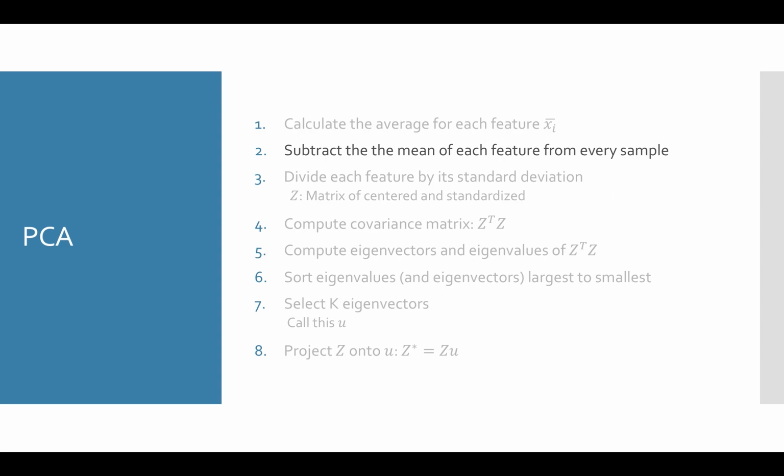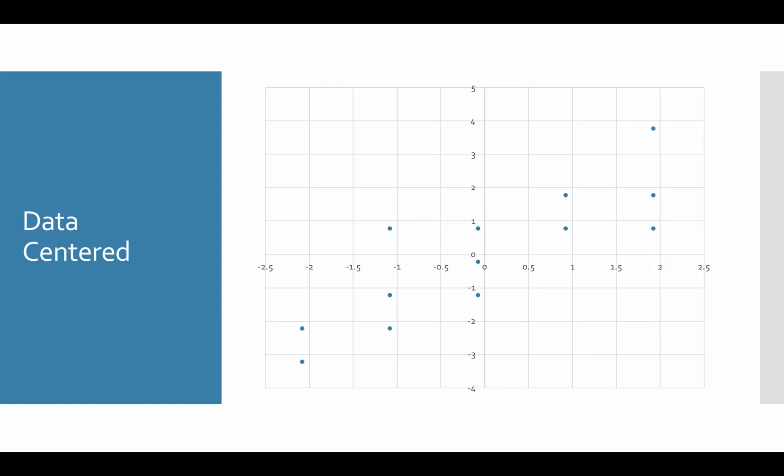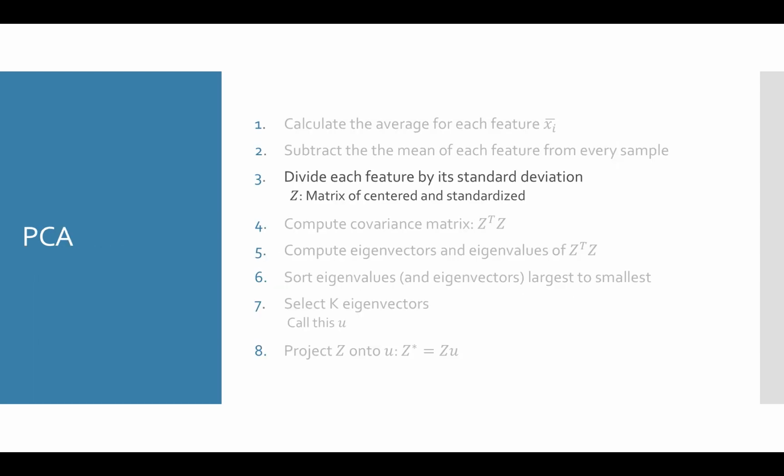We're going to subtract that average that we just calculated from every sample. So we have our original data. We're going to subtract the average for x1 from all of the x1s, and we're going to subtract the average of x2 from all the x2s, and then we get this new data on the right-hand side. So now the data is centered around 0. We have the data looking like this now. We've basically just shifted it to the left and down so that all the data has a mean of 0. All of the features have a mean of 0.